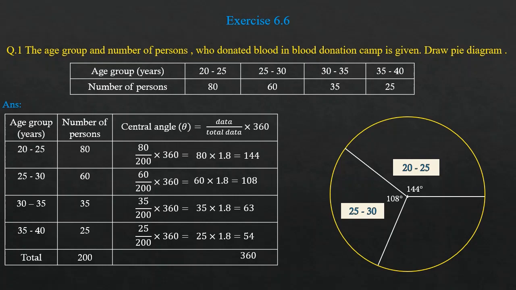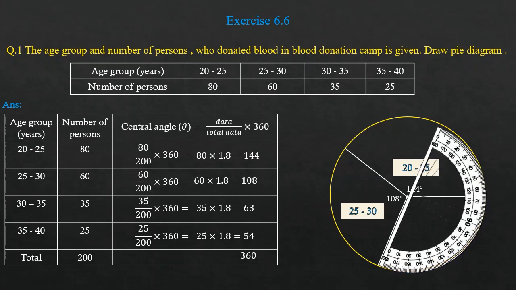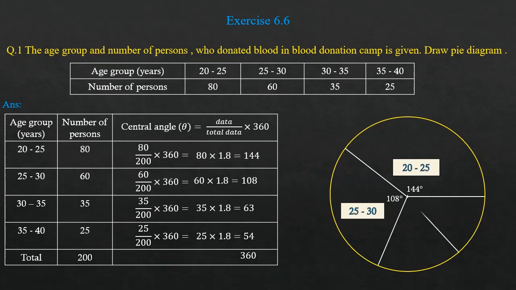Now again change the position of the protractor and the new position is like this. Now find the third angle, which is 63 degree, and join with the center. We have a sector ready, giving information about 30 to 35, and the central angle is 63. Now by default, one sector is remaining. By protractor, if we measure it, it is 54 degree for age group 35 to 40, and the central angle is 54.